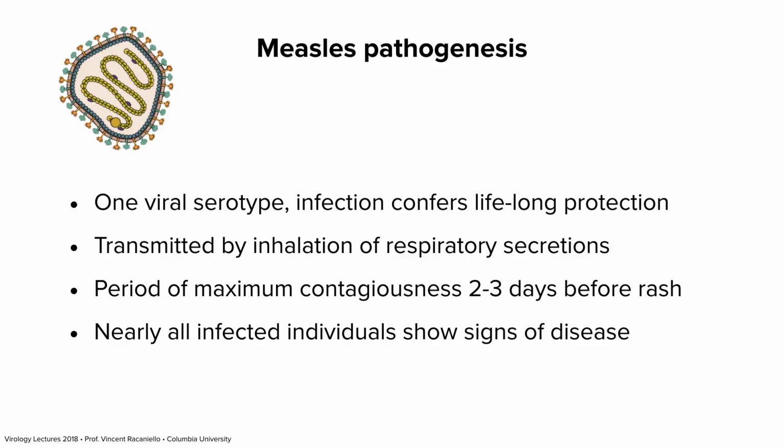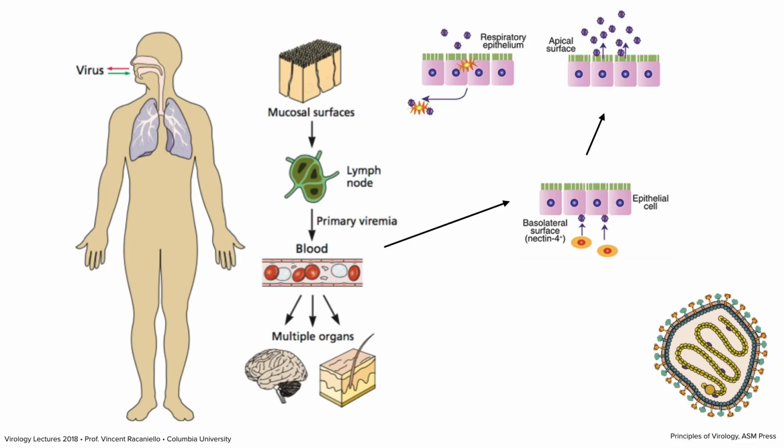So there's one serotype, and it doesn't undergo antigenic variation. So you have lifelong protection after infection. It's a respiratory transmitted infection. You can shed virus before the rash appears, so you can shed before you know that you are infected. And this one is interesting because there are very few asymptomatic infections. Almost everyone that gets infected with measles has a rash. And in the days before the vaccine, you would go to school with a rash, they'd send you home, or hopefully your parents would keep you at home so you wouldn't spread it to others.